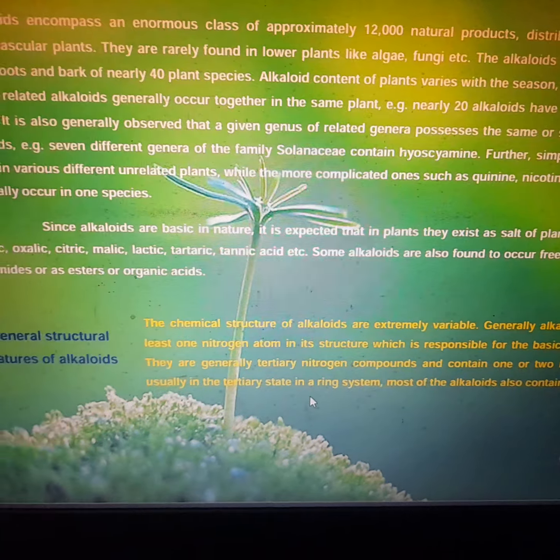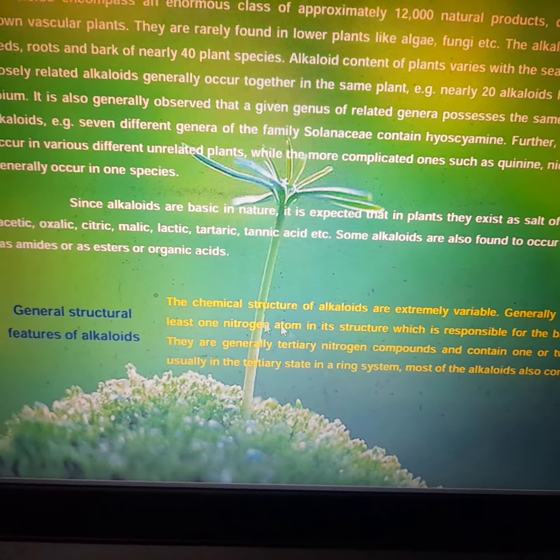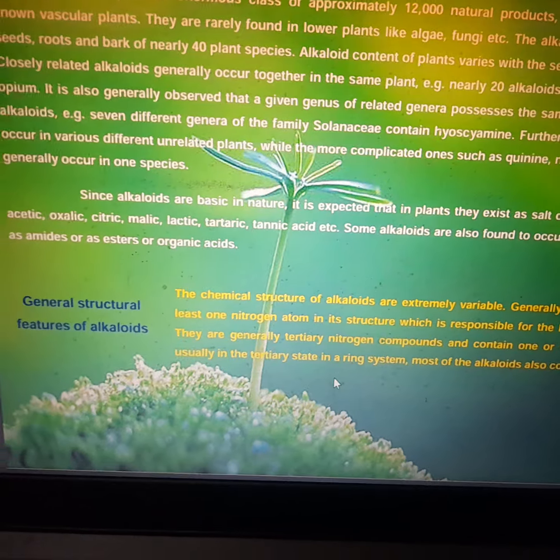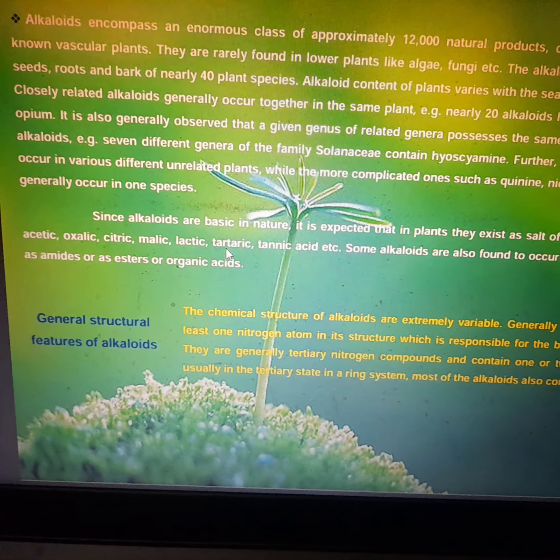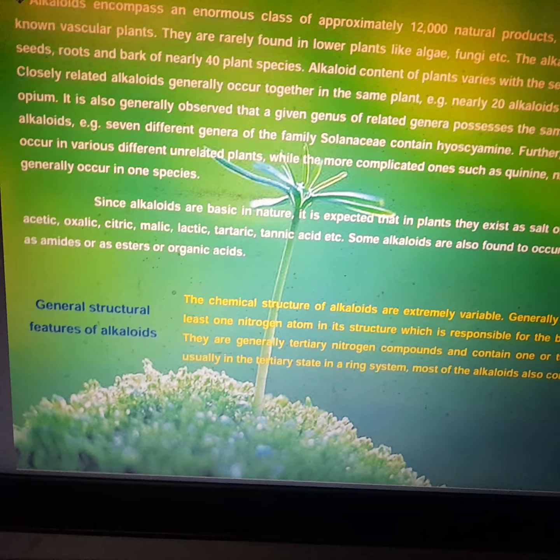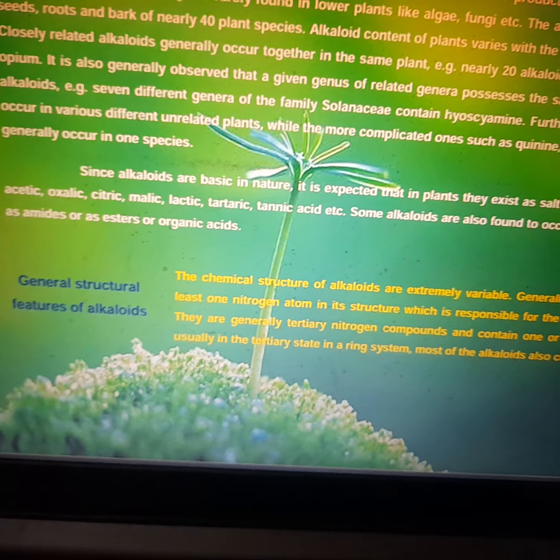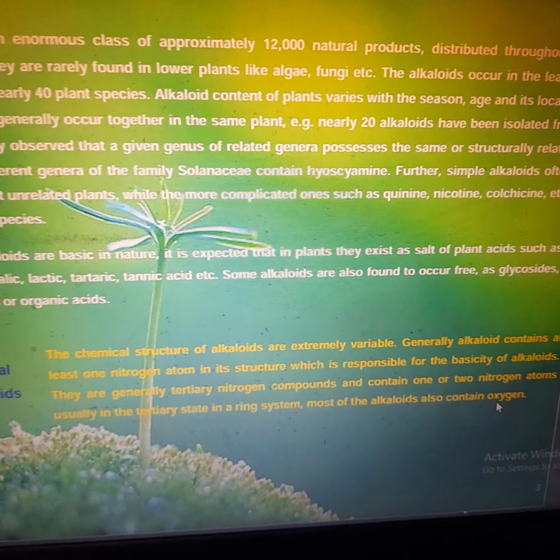Listen carefully. This tertiary nitrogen is in the inside, which is the part of the ring system. Most of the alkaloids contain oxygen. Okay, this is also there.